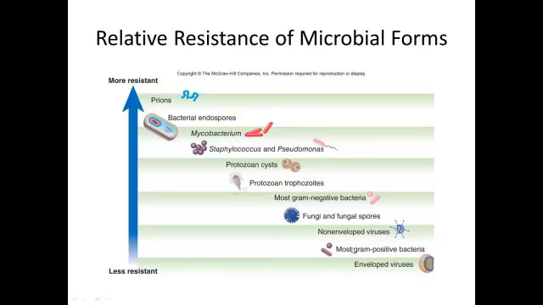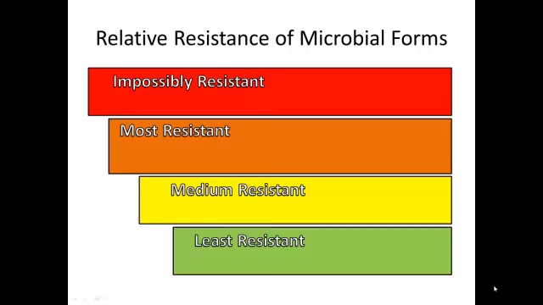Non-enveloped viruses, at least the ones I worked with, are right up with Mycobacterium in difficulty to inactivate. Protozoan cysts are right up there too. So, let's go with my figure, which isn't as pretty, but I'm going to test you on it. I have 4 categories: impossibly resistant, most resistant, medium resistant, and least resistant. You will see variation within the categories, but these categories work for practical applications.